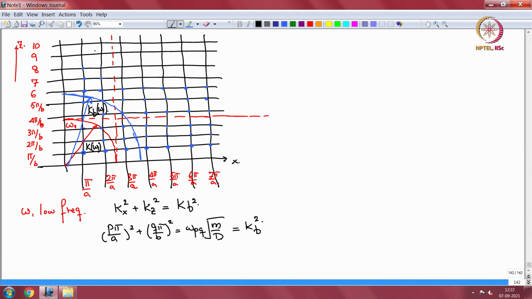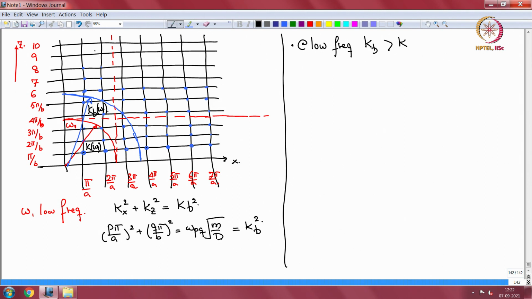What do we mean? At low frequencies, let us write it, kb is bigger than k, the acoustic wave number. So that's what is indicated over here.